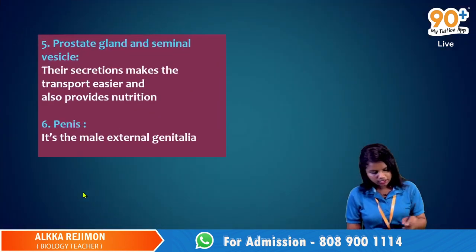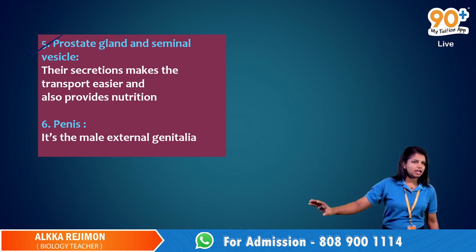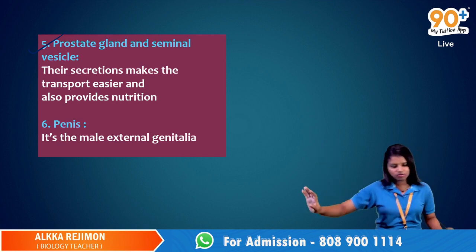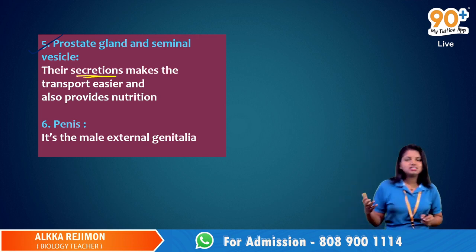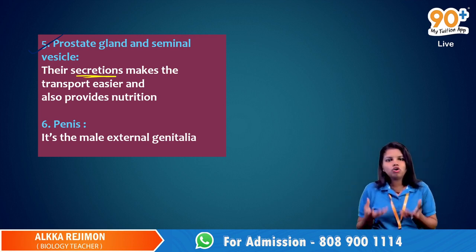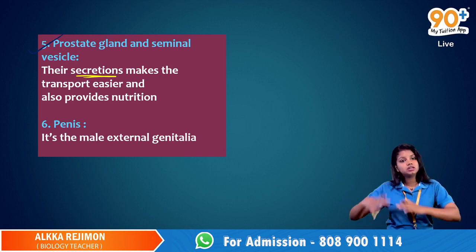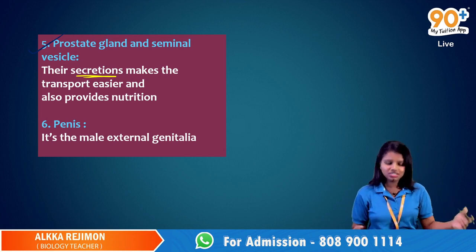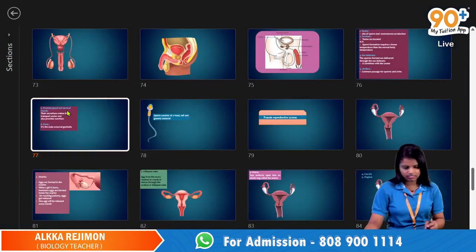That's the concept. And then there is the prostate gland and seminal vesicle. These two glands, the prostate gland and the seminal vesicle, are the portion where certain secretions are created, and this secretion makes the sperm more nutritive, or it gives nourishment to the sperm, as well as it makes the transport of the sperm much easier. Then finally there is penis. It's the male external genitalia. Okay.